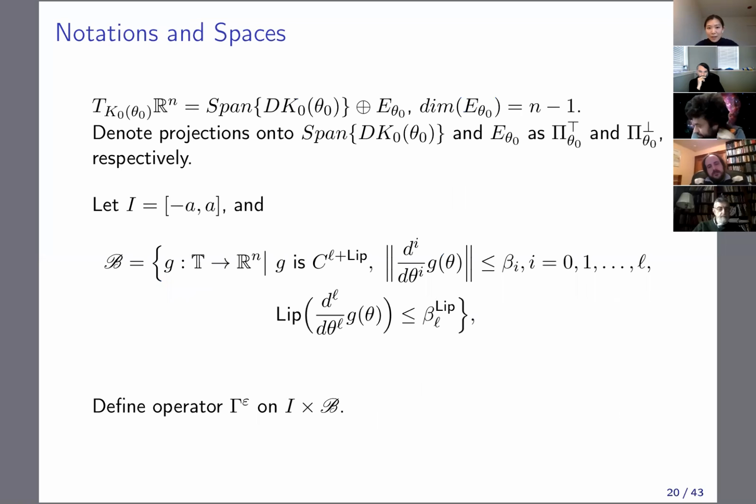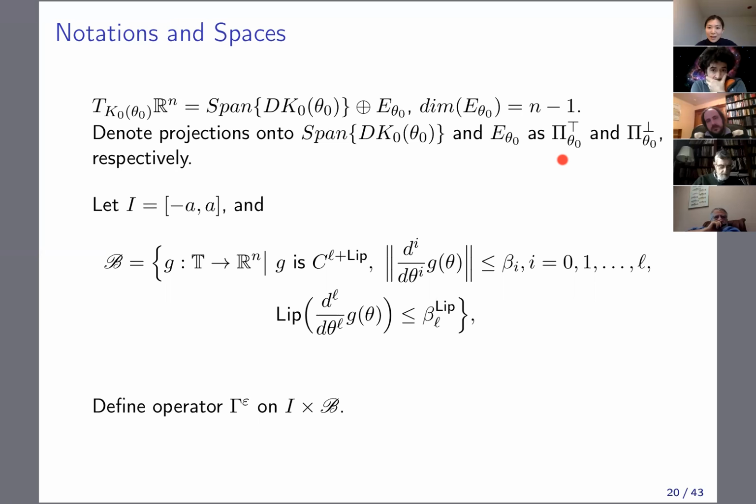Before introducing the operator, let me talk about some notations and the space that we are going to define the operator on. So at a point K0 of theta 0 on the periodic orbit, there exists a spectral splitting: the tangential direction of the periodic orbit, and a space E sub theta 0, which is of dimension n-1, which corresponds to the eigenvalues of the monodromy matrix which are not 1. And we are going to denote the projections onto these two spaces as pi tangent at theta 0 and pi perp at theta 0, although these two spaces may not be perpendicular to each other.